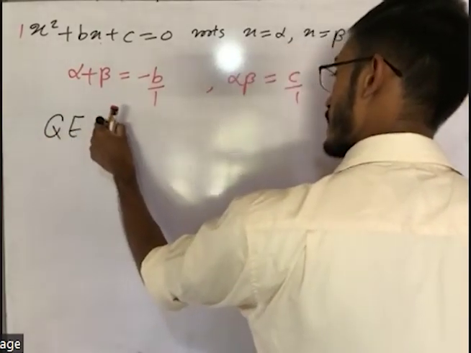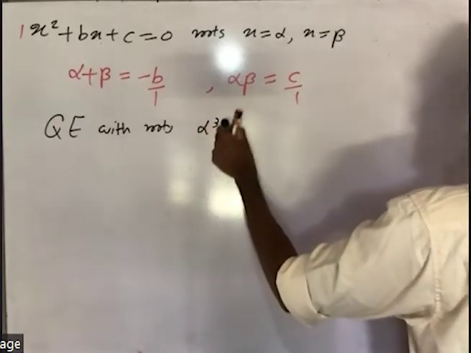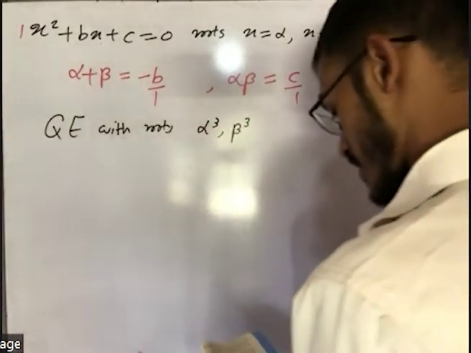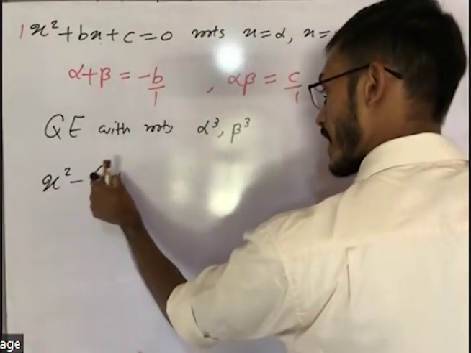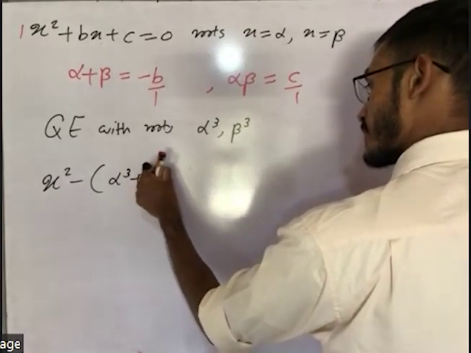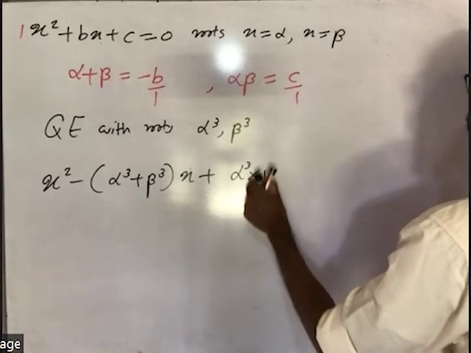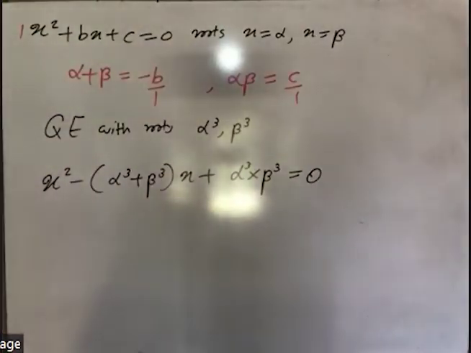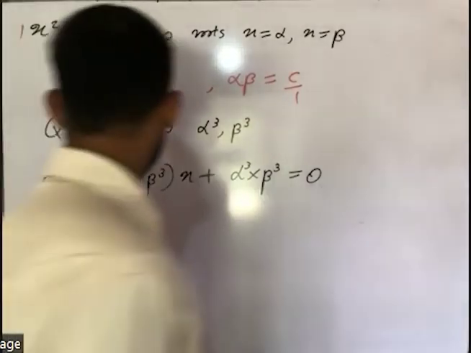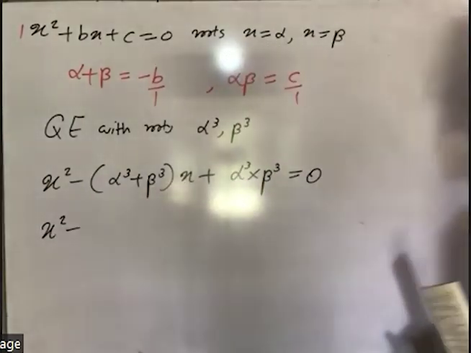Quadratic equation with roots alpha to the power 3, beta to the power 3. Right. Now let's write down x square minus sum of roots, alpha to the power 3 plus beta to the power 3, into x plus product of roots, alpha to the power 3 into beta to the power 3, equal to 0. Right. Then we can simplify and find the answer. So here x square minus alpha to the power 3 plus beta to the power 3.